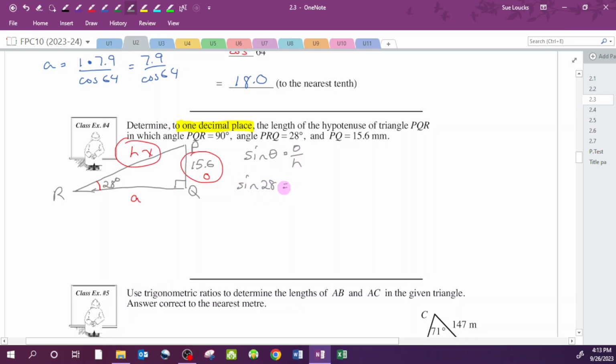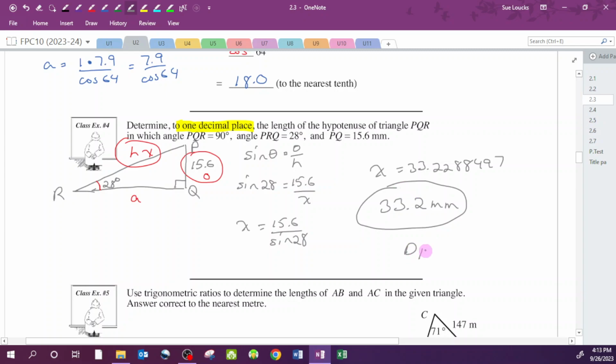Sine 28 equals 15.6 over X. Cross multiply and divide. I get X equals 15.6 over sine 28. Put that in my calculator. I get X equals 33.2288497. And if I round that, I get 33.2 millimeters. And then, does that make sense? Is that a reasonable answer? Yeah, it's right. I mean, 300 wouldn't be right. So it's fine. Okay. One more example.